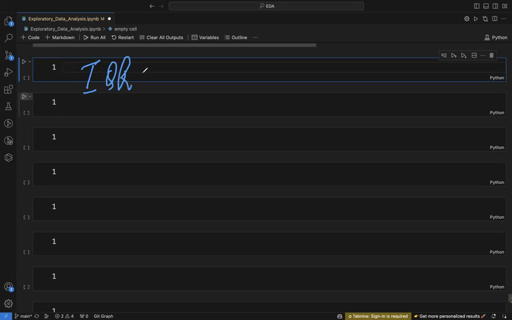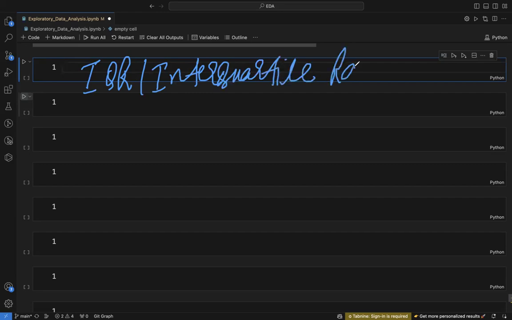There is one more related idea, which is called IQR. What is IQR? IQR stands for interquartile range. Let's understand what this IQR is. We will see why IQR is useful a little later when we start plotting.